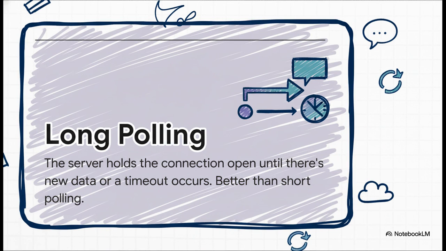So then came a smarter approach, long polling. In this case, the client asks its question once, and the server just waits. It holds that connection open and only replies when it actually has news. It's way more efficient, but holding millions of those connections open can still be a huge strain on the servers.